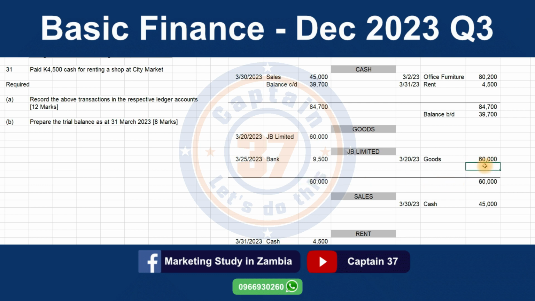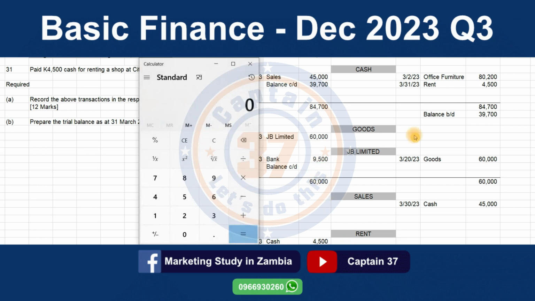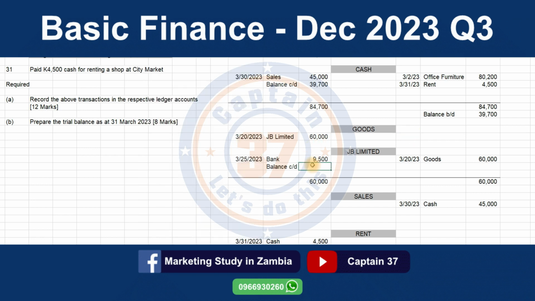60,000 plus 0 is 60,000. 9,500 plus 0 is not 60,000. So there's a balance. Carry down, and the balance is the difference between these two. So we just pull out our calculator. There's 60,000 minus 9,500, which is 50,500. So here it's going to be 50,500.